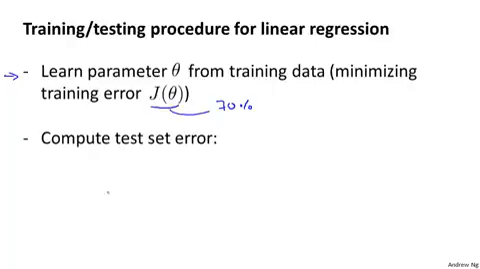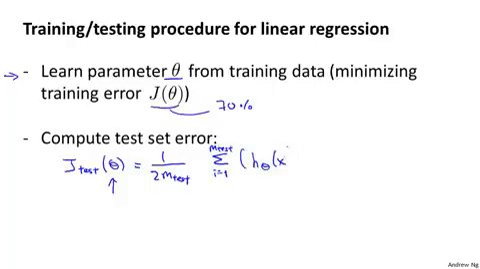And then you would compute the test error. And I'm going to denote the test error as J subscript test. And so what you do is you take your parameter theta that you've learned from the training set and plug it in here and compute your test set error, which I'm going to write as follows. So this is basically the average squared error as measured on your test set. It's pretty much what you'd expect. So run every test example through your hypothesis with parameter theta and just measure the squared error that your hypothesis has on your M subscript test examples.